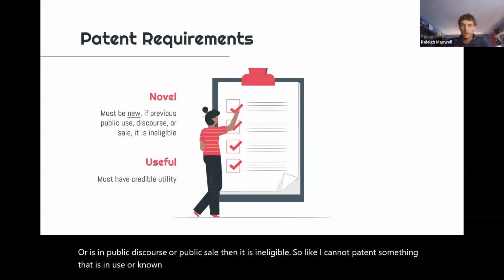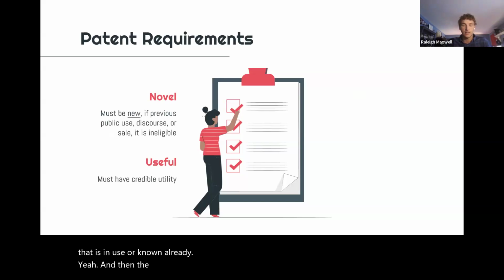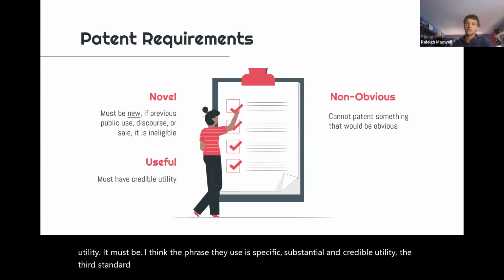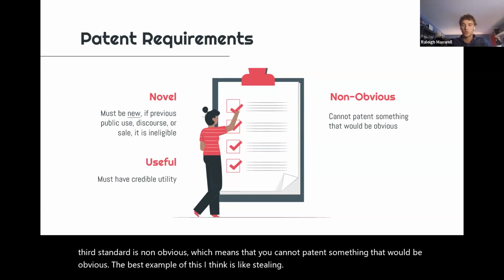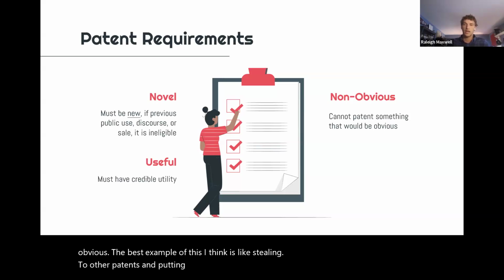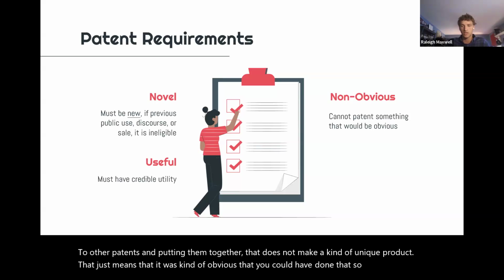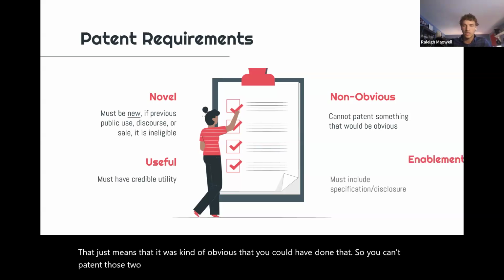And then the second requirement is that it must be useful. It must have a credible utility. I think the phrase they use is specific, substantial, and credible utility. The third standard is non-obvious, which means that you cannot patent something that would be obvious. The best example of this, I think, is stealing two other patents and putting them together. That does not make a unique product. That just means that it was obvious that you could have done that, so you can't patent those two things. And the final requirement is enablement.